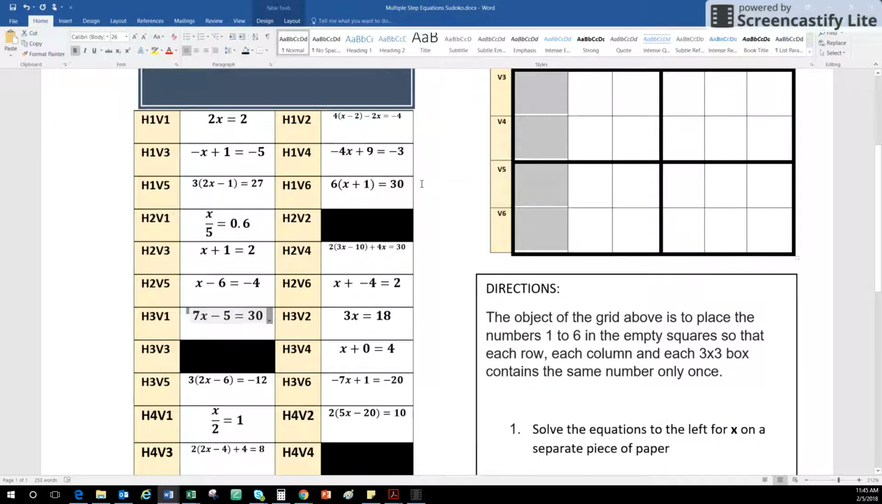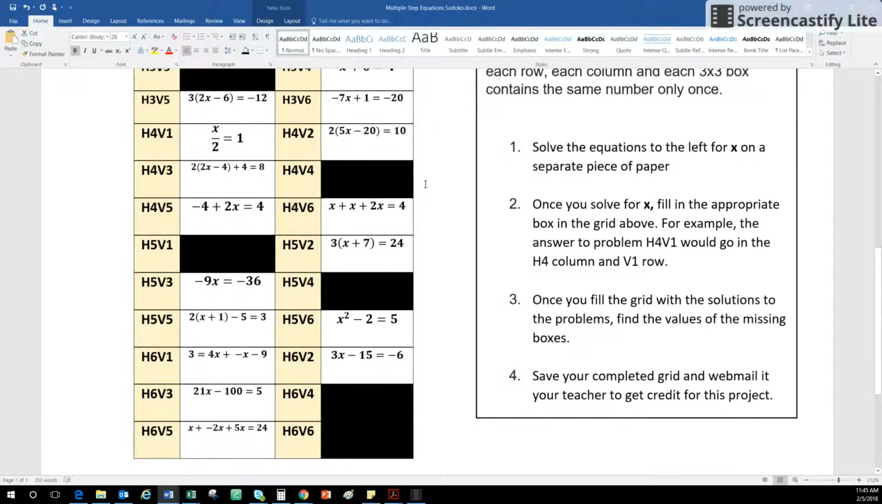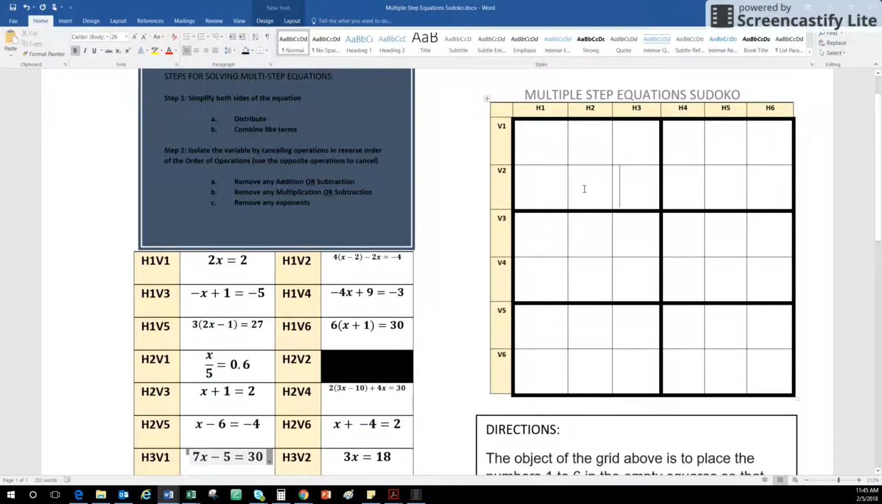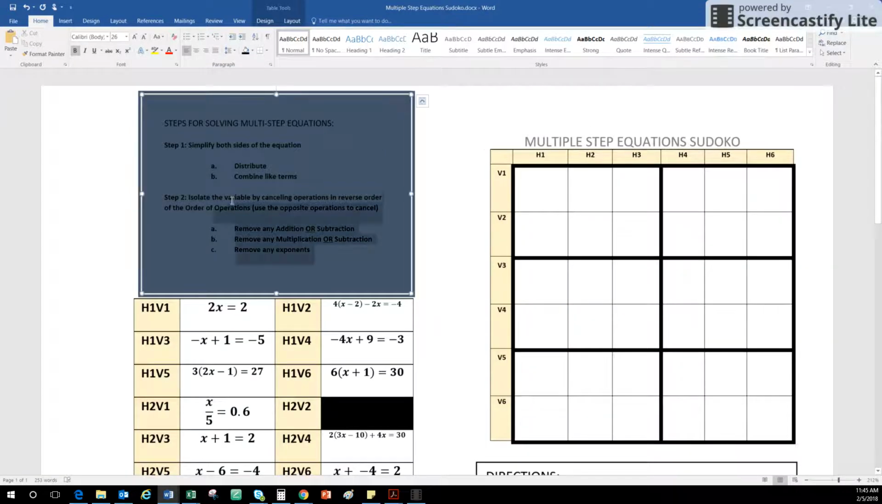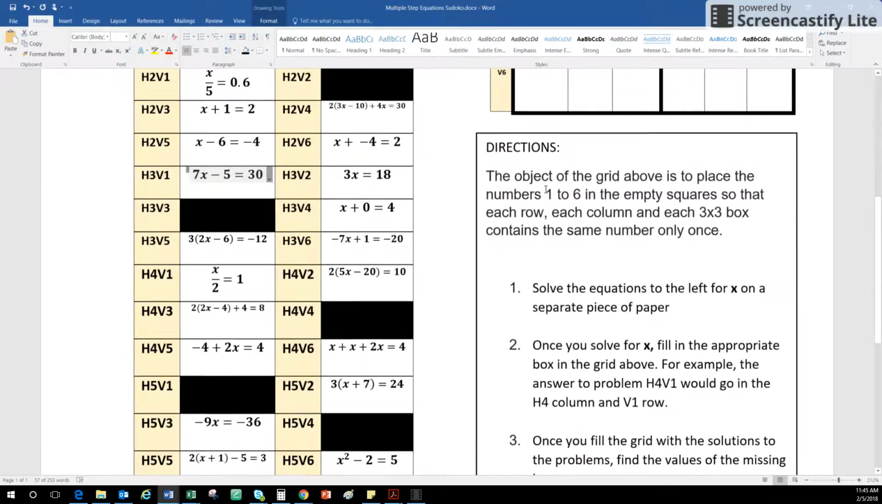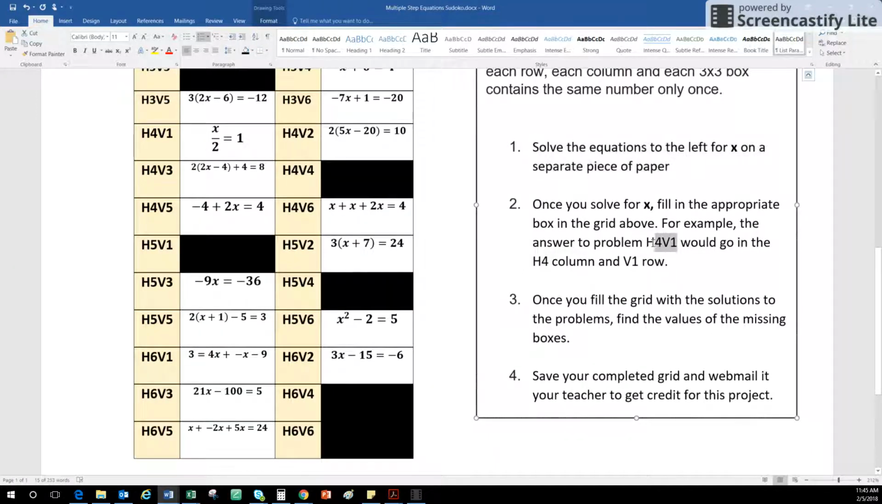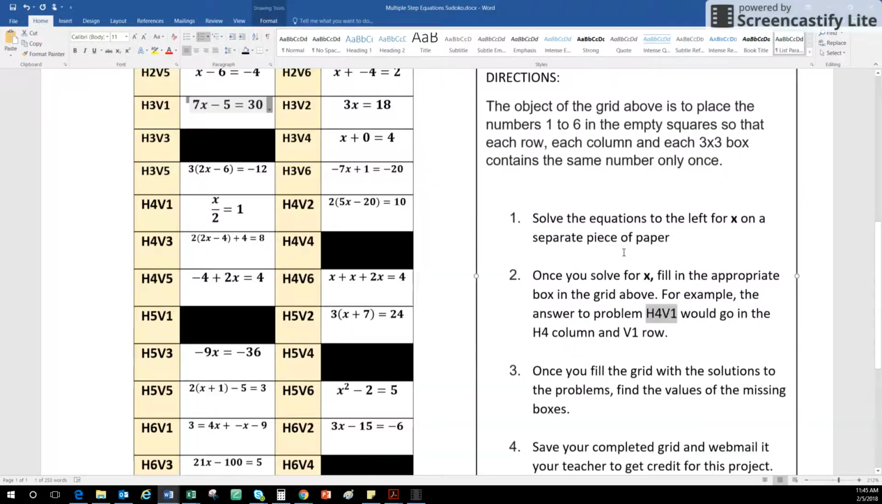Well, we have given you a list of equations here that fit into each one of these grid marks. I've given you the steps here that we'll be using for solving multiple step equations, and here are the directions. You're supposed to solve each of the equations on the left for x on a separate piece of paper. Once you solve for x, fill in the appropriate box in the grid above. For example, the answer to problem H4V1 would go in the H4 column and V1 row.